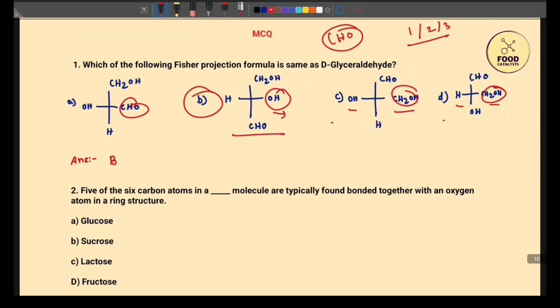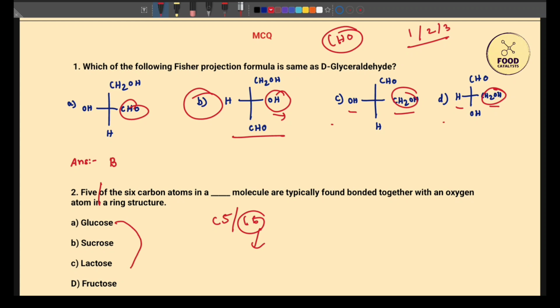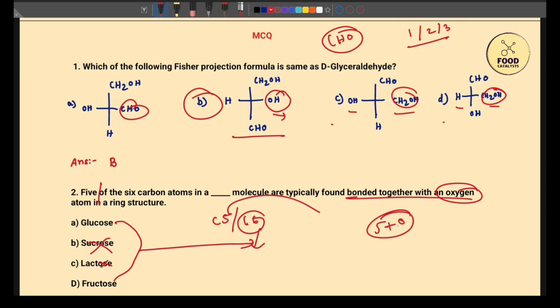5 of the 6 carbon atoms in a molecule. So 5 of 6 carbon atoms, which means 5 carbons out of 6 carbon atoms. First of all, the molecule is actually 6 carbon. So here we should consider glucose and fructose as 6 carbon. So we should immediately cancel out these two options. So 5 of the 6 carbon atoms in a molecule are typically bonded with oxygen. So 5 carbons bonded with oxygen make a 6-membered ring.